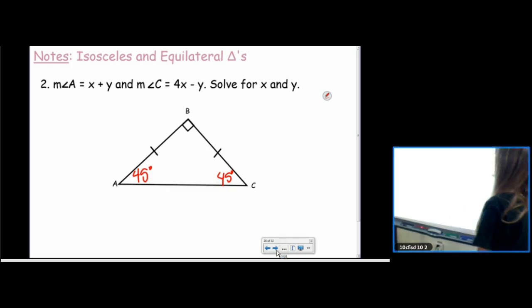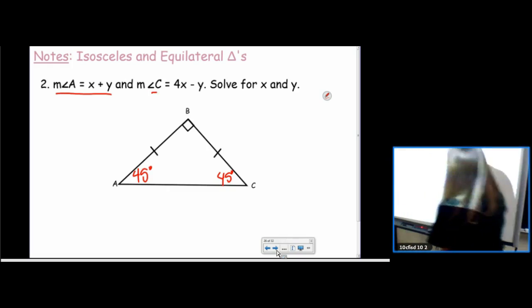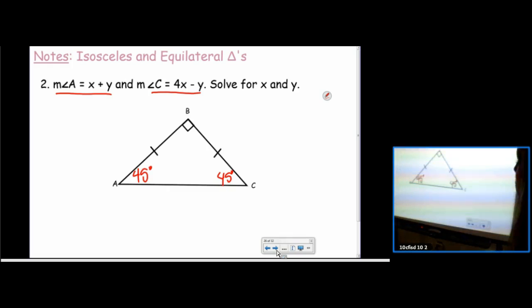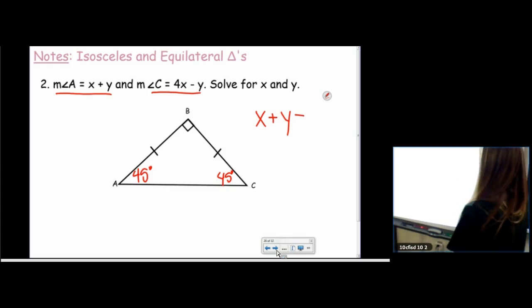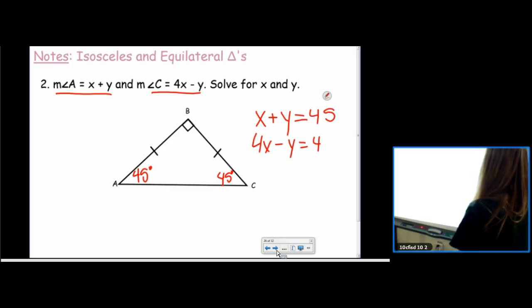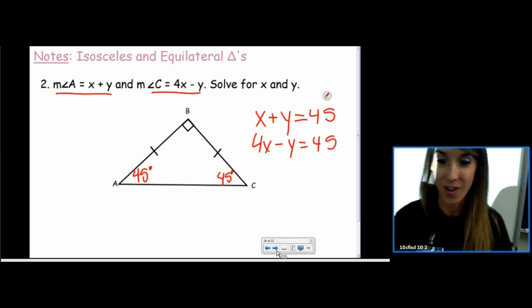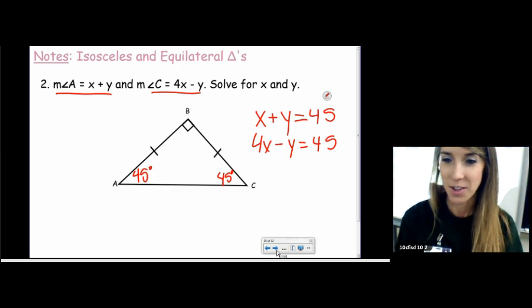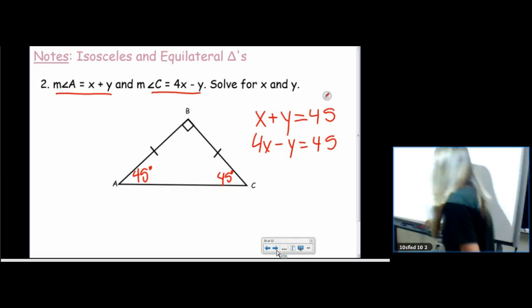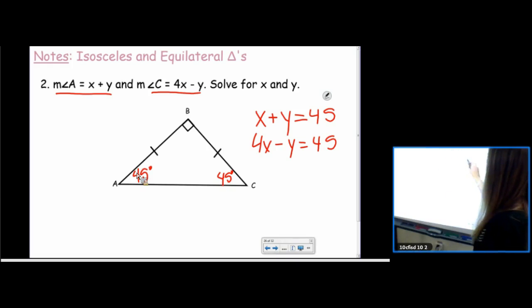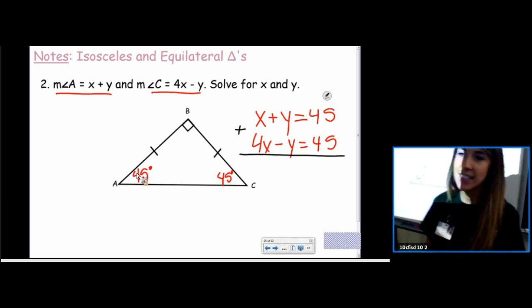Okay, so they give us what angle A equals and angle C equals, and they want us to solve for x and y. Well, we already know. We can use substitution. We already know angle A is 45 degrees. We already know angle C is 45 degrees. And what is that called? It's a system of equations, but it's the easiest system on earth. So we're going to not freak out about systems, and we're just going to add these together.